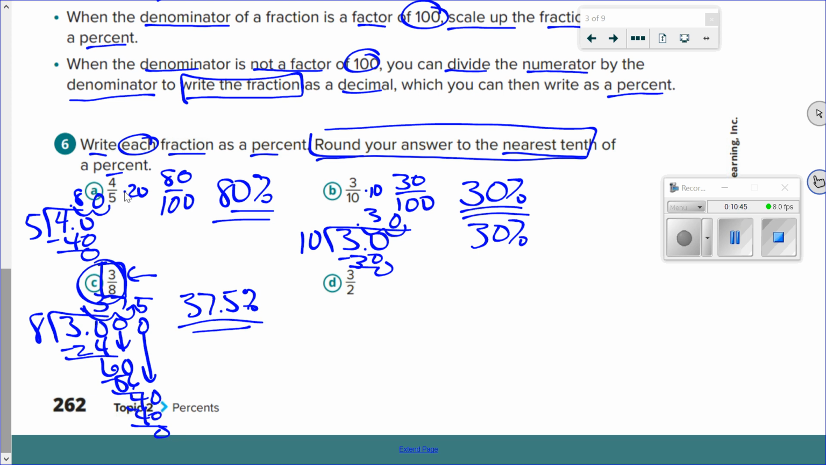Our last one, how do I go from 2 to 100? Times 50 gives me 150 over 100, or 150%. Questions on any of these?